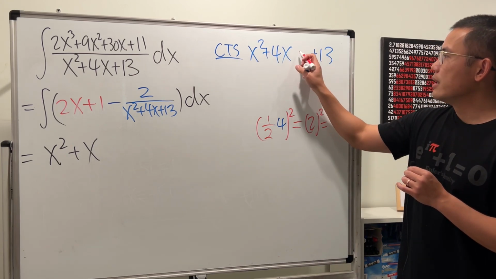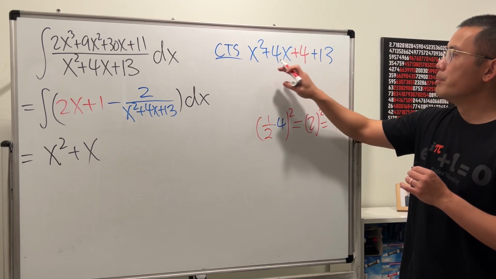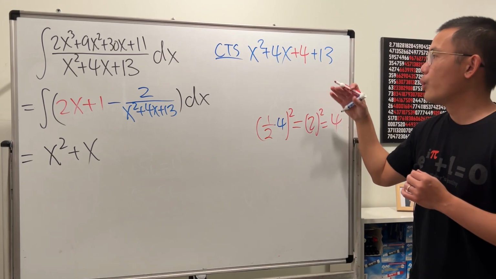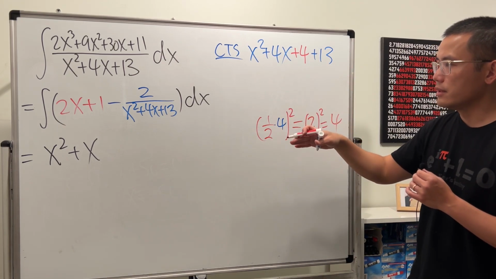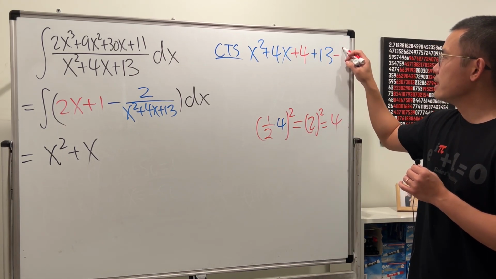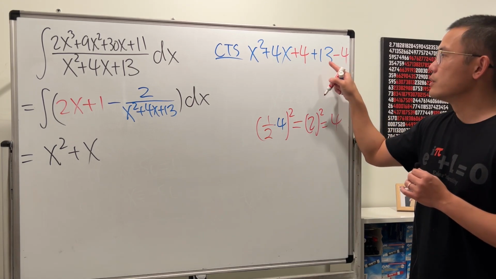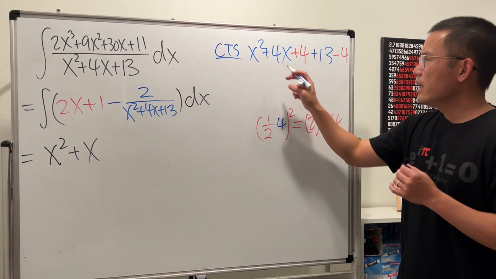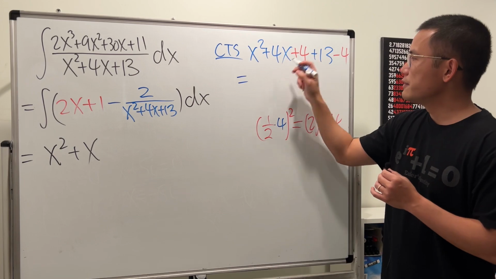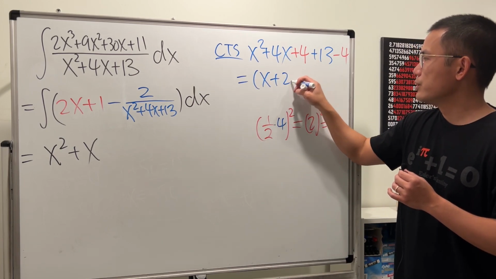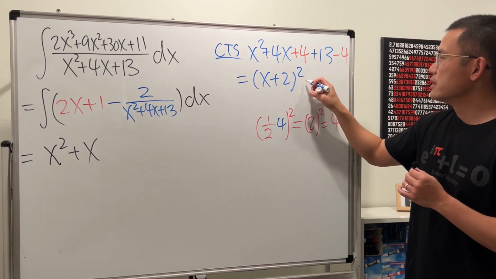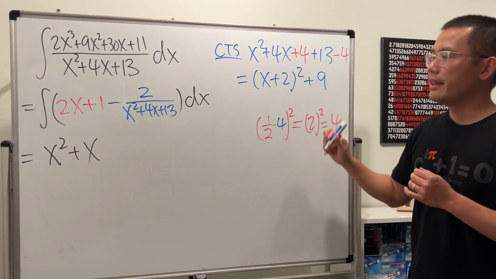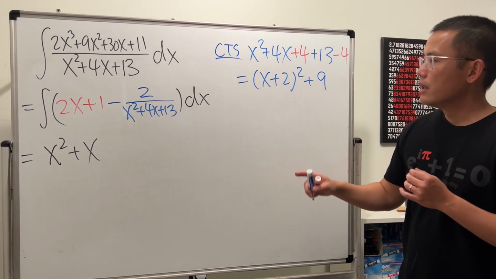So this is the number that we will have to add right here, but we have to make sure we are not changing the whole value of the expression. So I'm going to minus 4 right after. So this is adding 0. And if you look at this, this is factorable. We get x plus 2 squared, and then this right here is just plus 9. And that's how we complete the square for that.